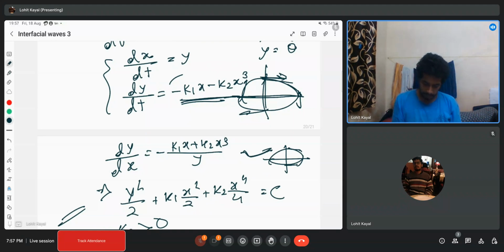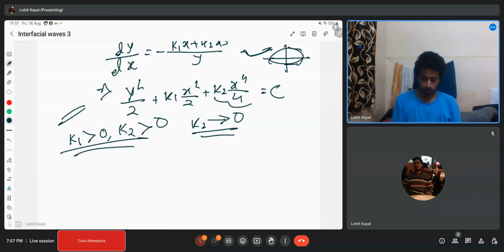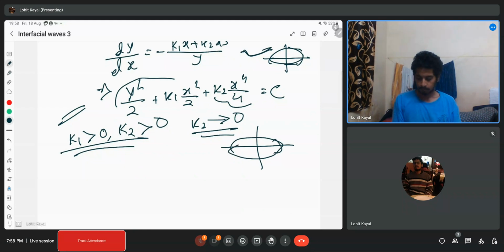Or the other way is, suppose your k2 is very small, very close to 0, so we can neglect it. So what is the equation? y square plus k1 x square by 2 equal to some constant. So what is the equation? It is some ellipse when k2 is small.